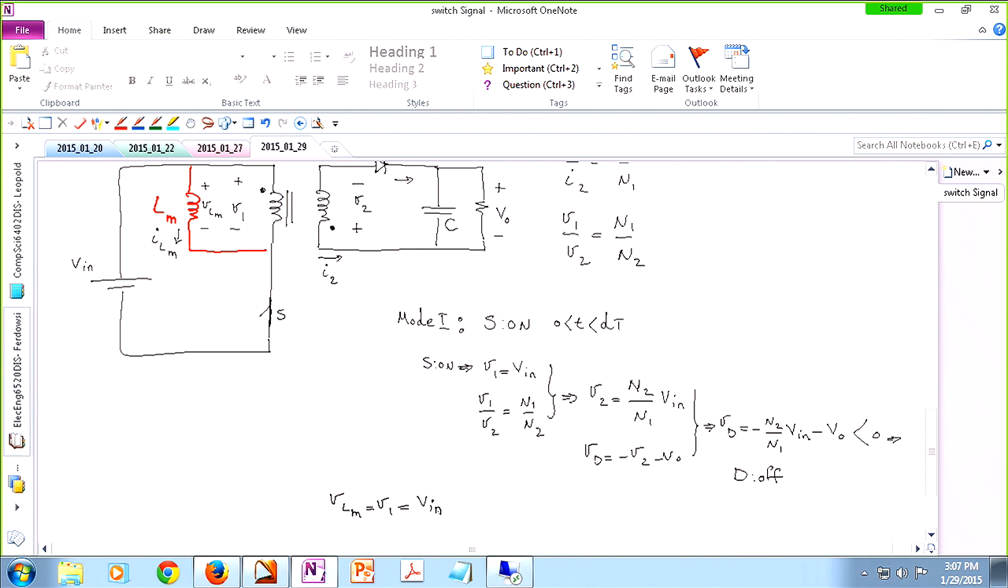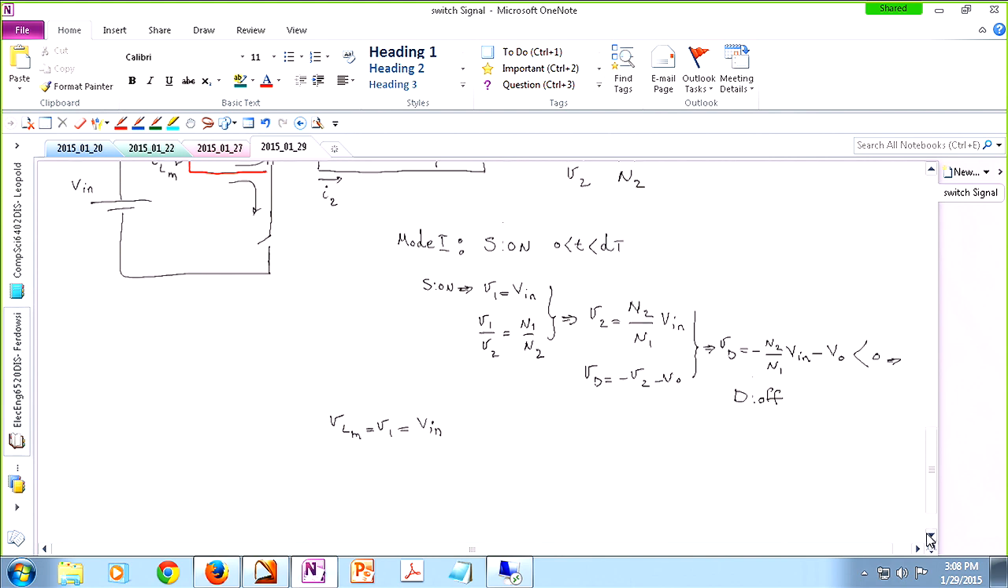Now let's look at the second mode, where we open up this switch. Now that we open up the switch, before we had some current flowing like this. Now we are blocking this switch from conduction. That means this current has to find another path to conduct. So it's going to go here. That's the other path basically, right? So, mode 2.